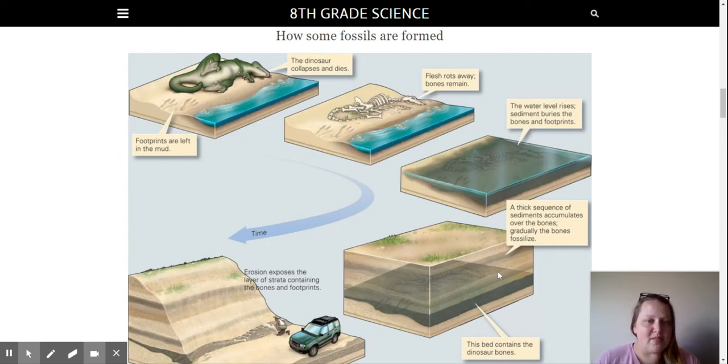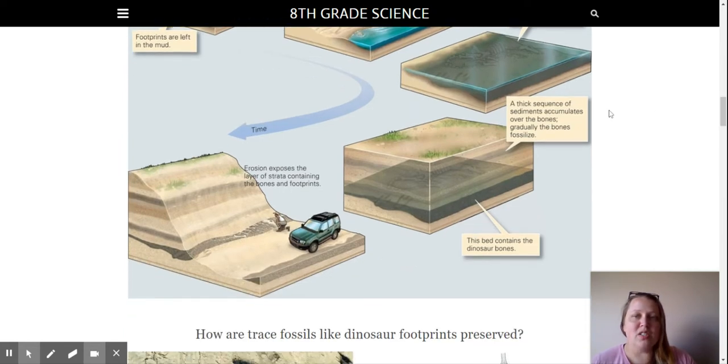A thick sequence of sediments accumulates over the bones. Gradually, the bones fossilize. And when I say gradually, I mean a million years, 10 million years, 100 million years. This takes a very long time to fossilize. The bed then contains dinosaur bones, and then erosion exposes the layer of strata containing the bones and footprints.